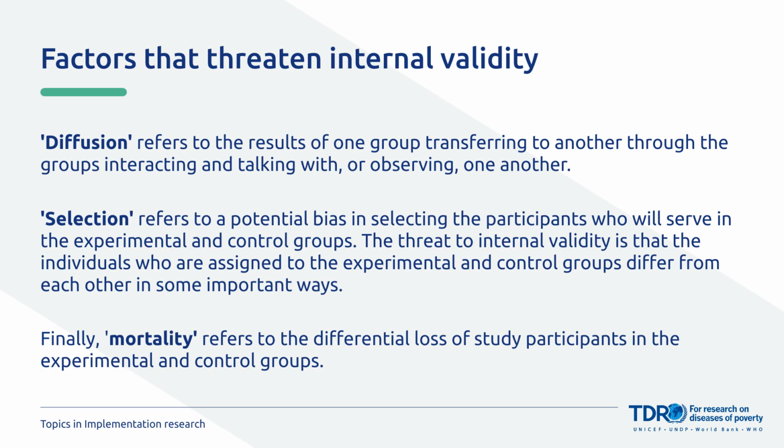Mortality, or experimental mortality, refers to the uneven loss of participants from experimental and control groups, often known as dropout or attrition. Experimental procedures typically demand more commitment, leading to higher dropout rates in the experimental group. If less committed individuals drop out, it can falsely suggest greater benefits from the intervention.